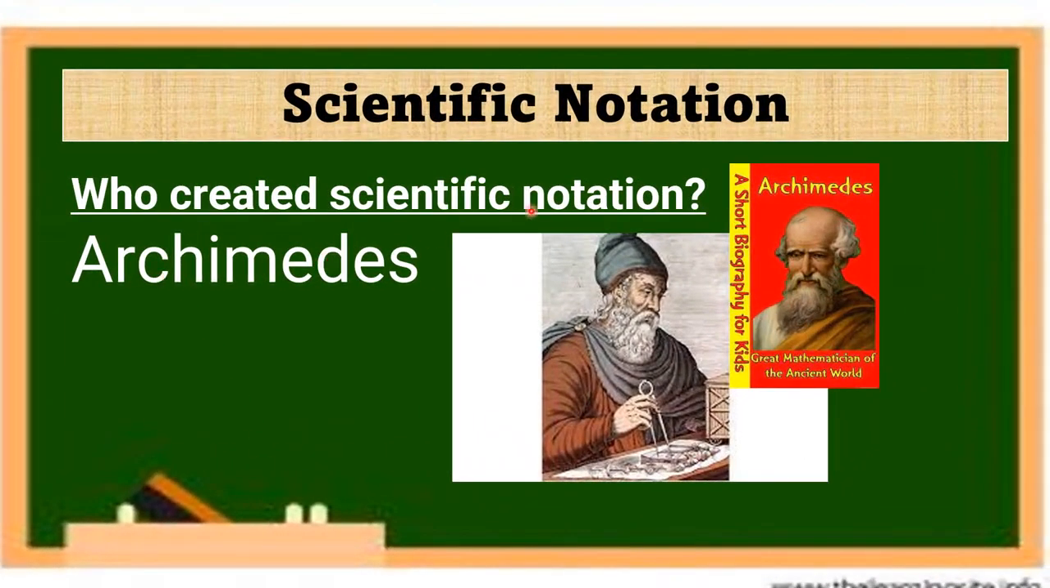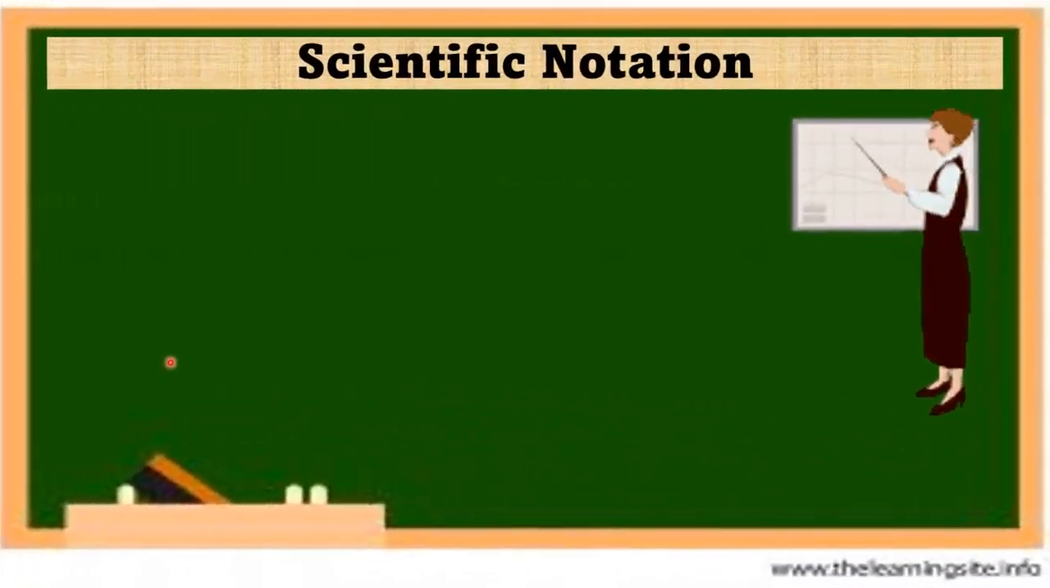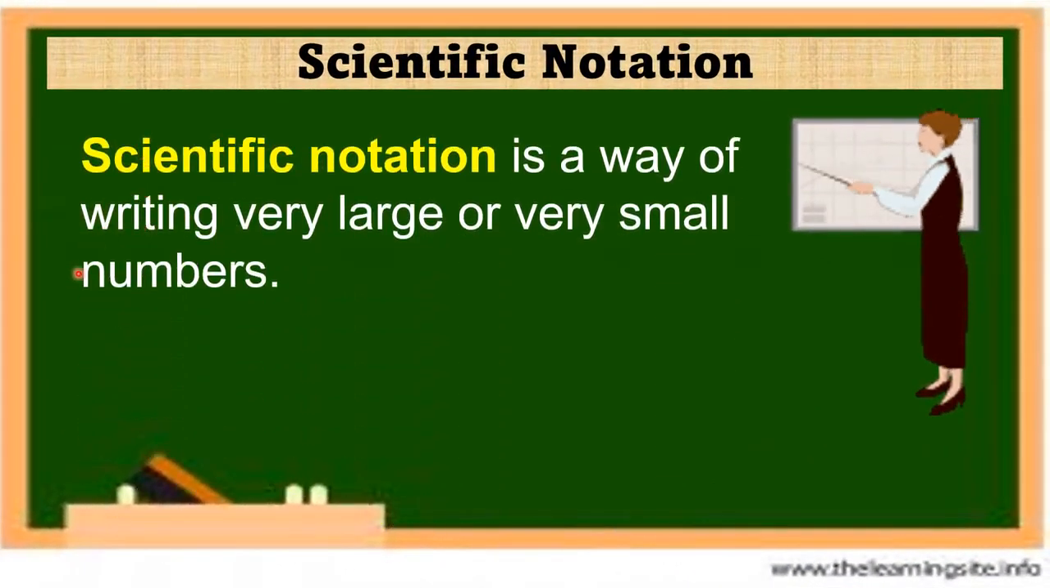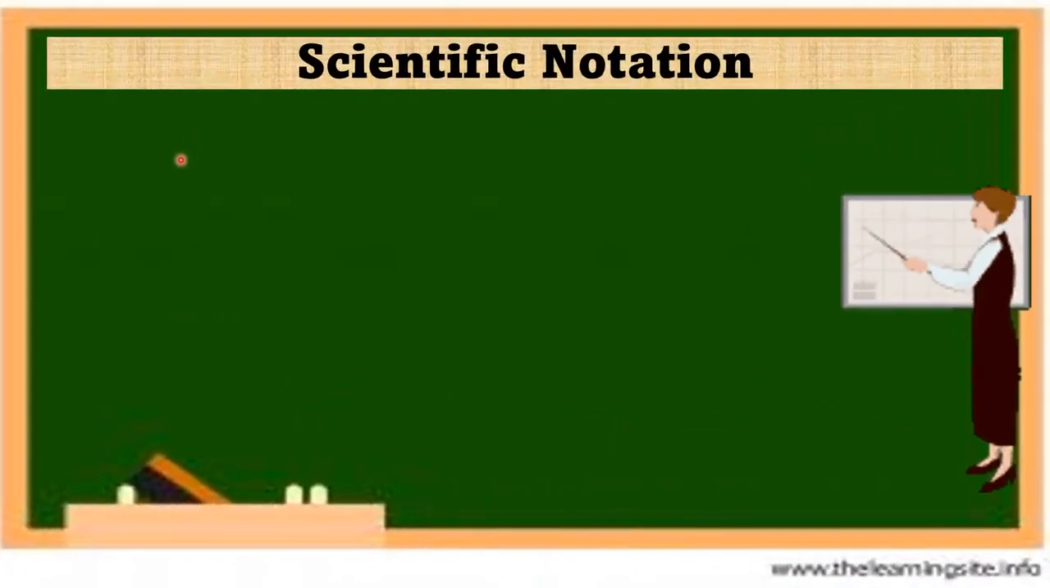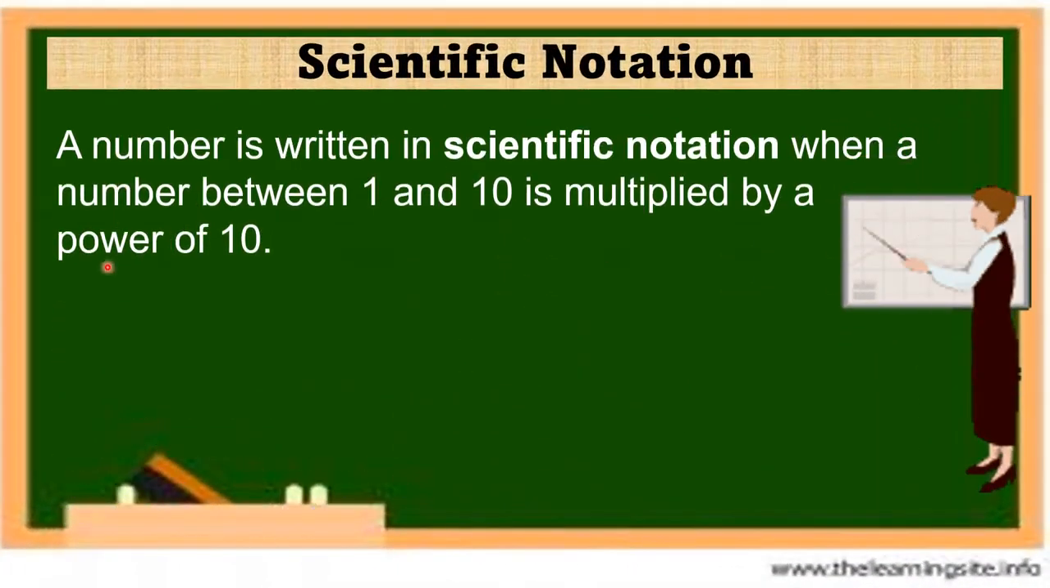Who created scientific notation? Archimedes created scientific notation. Scientific notation is a way of writing very large or very small numbers. A number is written in scientific notation when a number between 1 and 10 is multiplied with the power of 10.